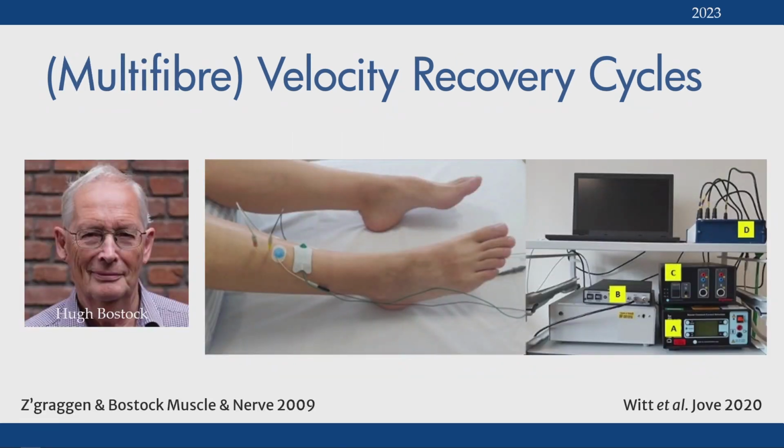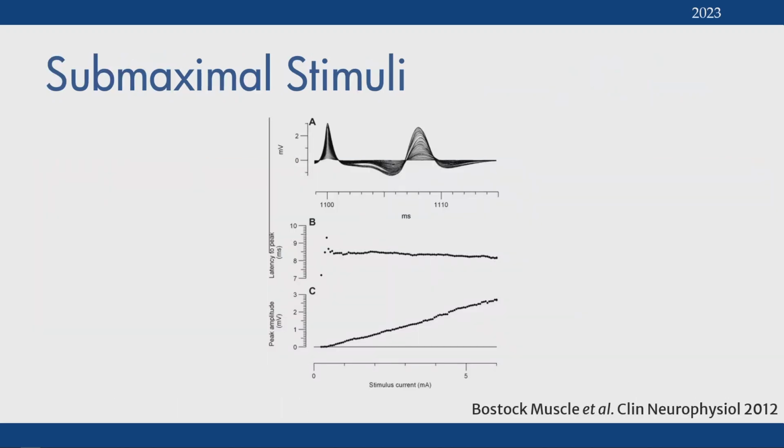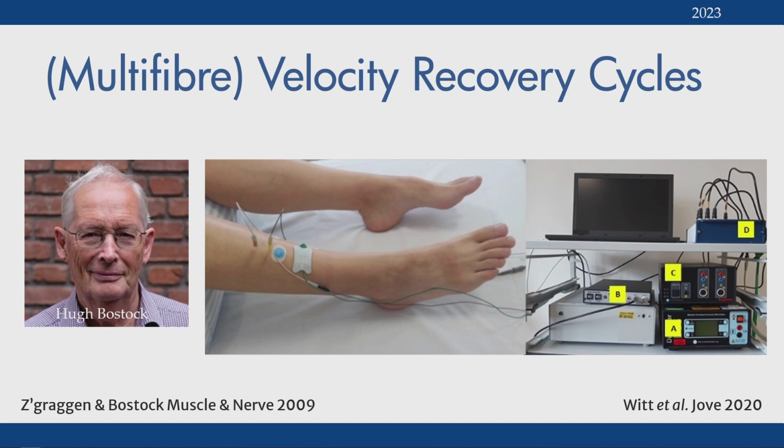So in around 2009, Hugh Bostock with Werner Zigragan, I think inspired partly by the C-fiber velocity recovery cycles, adapted this. So they've made it a multi-fiber velocity recovery cycle. They're known as MVRCs. The M stands for muscle, but I think you can think of it as multi-fiber as well. This is a picture of the setup. So, you have a direct muscle stimulation with a monopolar electrode and a recording concentric electrode. There's a link here to a Jove article which describes how to do it.